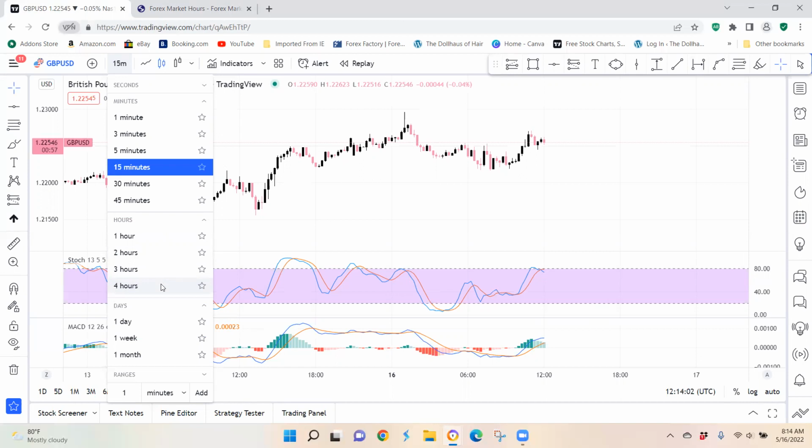So yeah, moving along. How to do supply and demand with keeping in mind your sessions. You can do supply and demand on any time frame, you guys.